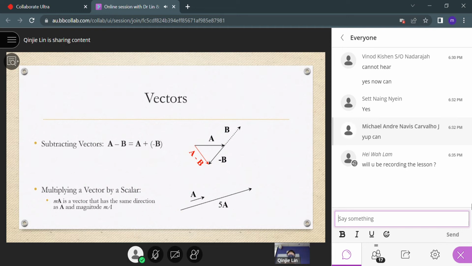Okay, then subtracting vectors. We have been adding so far. If you take A minus B, it's actually adding the negative direction of the other vector. So it's like A plus the negative of B. Let's say A is pointing to the right, B is pointing to the top right. If you do A minus B, you just go A, and then for B, you flip it into the other direction. You add this together, this will be your resultant. A plus B will be pointing somewhere here.